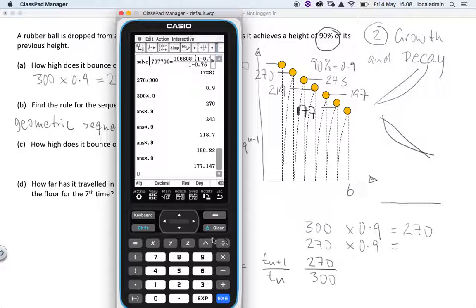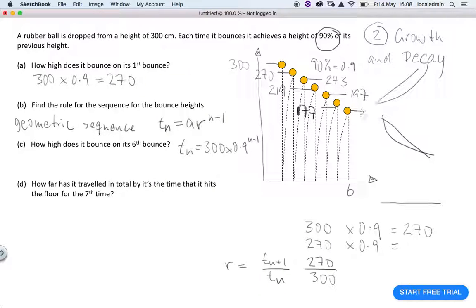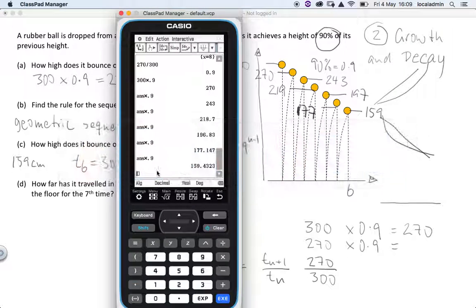177, and we multiply that once more by 0.9, and we get 159. Okay, so the answer is 159 centimeters, but now let's use our equation to find that out. So here it says the sixth bounce. Let's just try that one. T6 is the same as 300 times 0.9 to the 6 minus 1. Let's put that in our calculator and see what's happening.